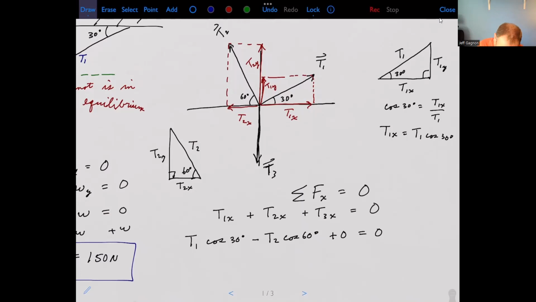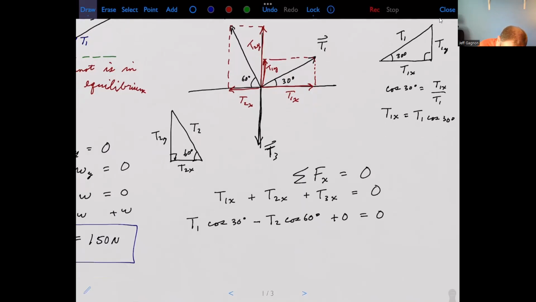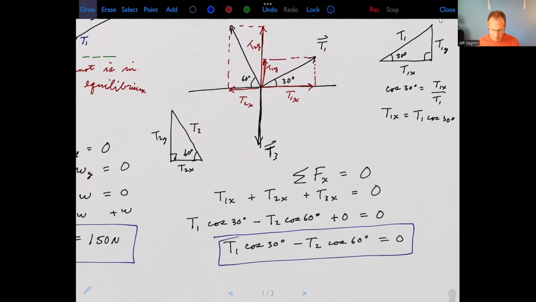Okay, so this equation just says that T1 times cosine of 30 minus T2 times cosine of 60 is equal to 0. Let me box that. So we keep that in mind here. So that's our first equation.